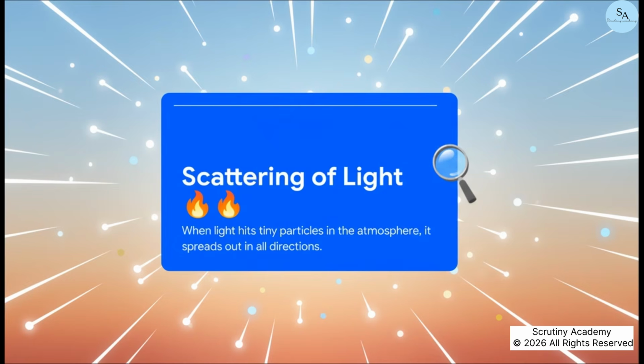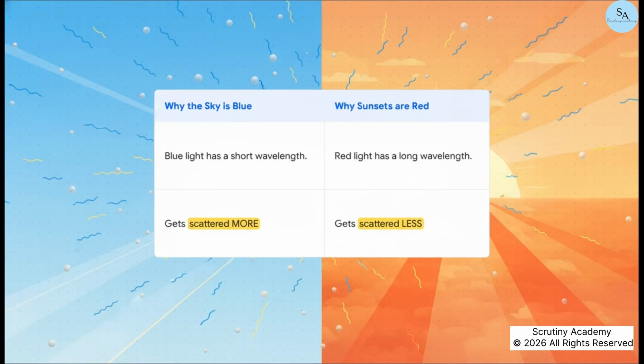Okay, important point here. Do not mix up dispersion with our next idea, which is scattering. They sound similar, but they're totally different. Scattering is what happens when sunlight bumps into all the tiny little particles in our atmosphere, like gas and dust. The light just gets knocked around and sent flying in all directions. It's literally scattered everywhere. And this one simple idea, scattering, explains two huge things.